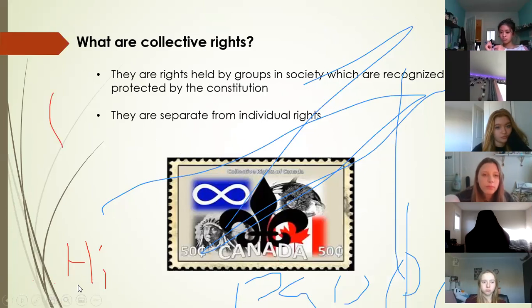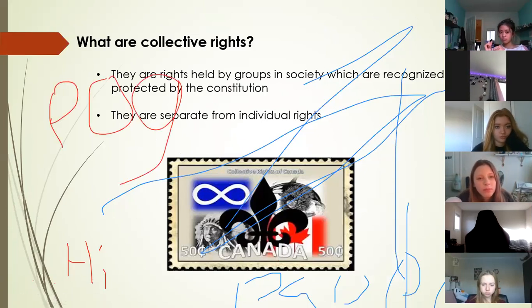So we've already talked about who have collective rights, the Aboriginals. Guys, stop writing on my screen. It's really starting to tick me off.